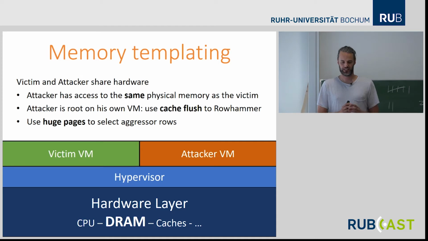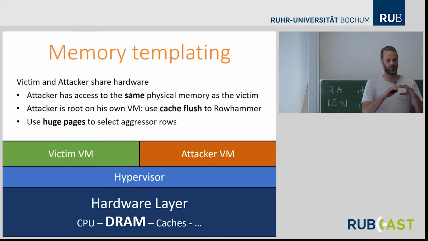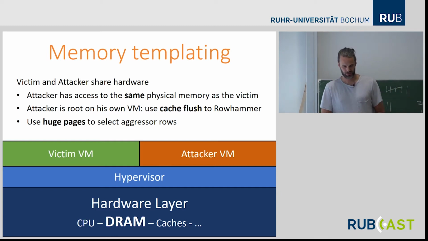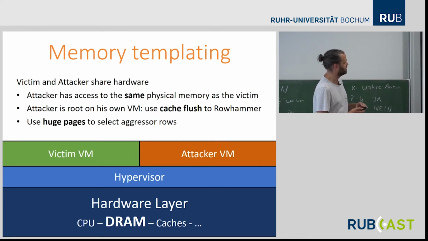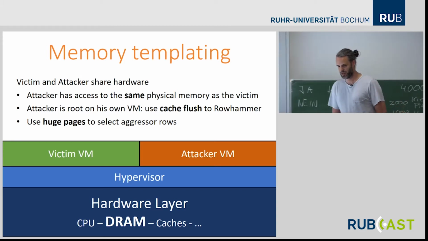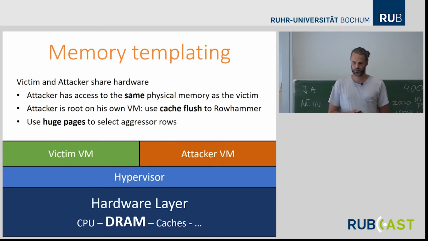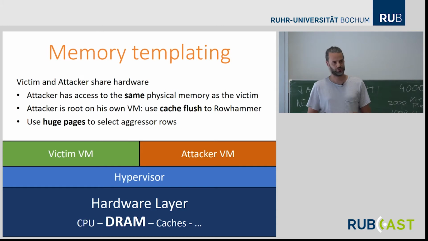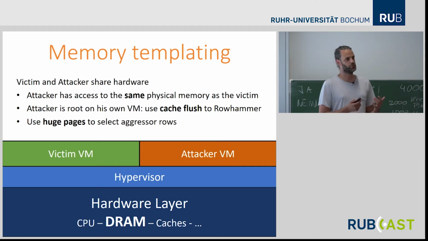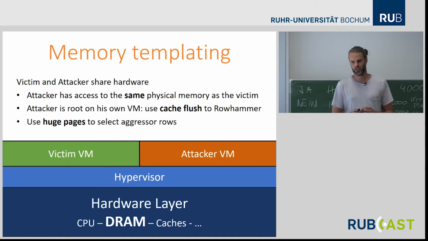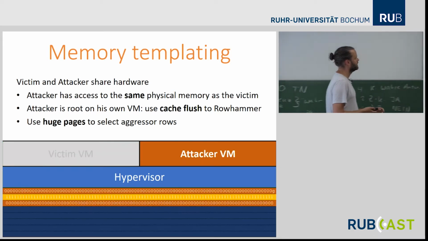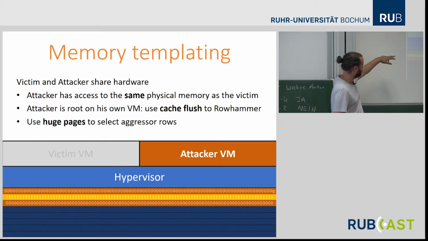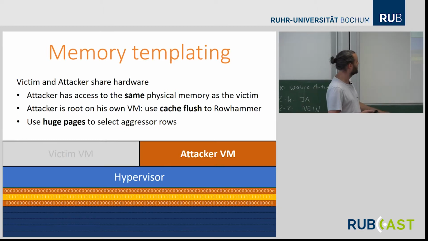The threat model of Flip Feng Shui is that the victim and the attacker are sharing the same hardware. In this illustration, we have two VMs on one machine that share the same hardware, including DRAM. The attacker has all the privileges he wants on the VM, so he can use clflush to bypass the CPU cache and Rowhammer, and he can use huge pages to get contiguous memory allocations and efficiently do double-sided Rowhammer. First step is templating: he allocates some memory, writes some zeros and ones to it, and reads from it many times, until at some point he finds a bit flip, a 1 to 0 bit flip.